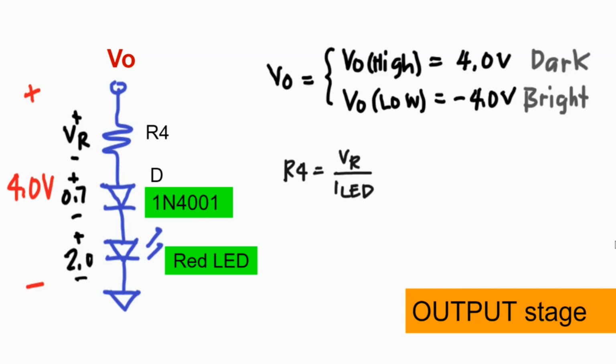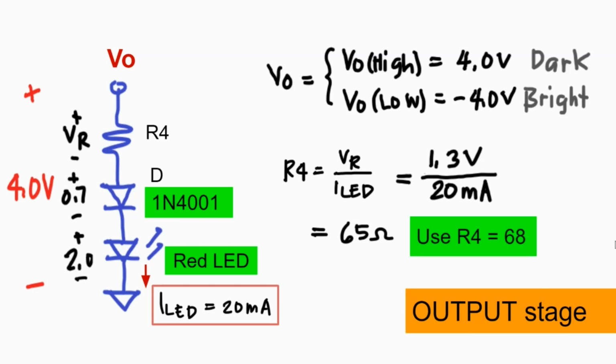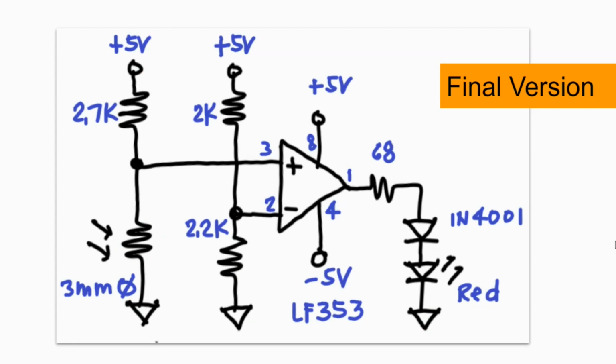Now how to get R4? The current through it should just be enough for the LED, that is around 20 milliamperes. Since VR4 equals 1.3, then R4 equals 1.3 volts divided by 20 milliamperes equals 65 ohms. The nearby commercial value is 68 ohms. The circuit is now complete and I have assembled it on my solderless breadboard. It's time to test it.